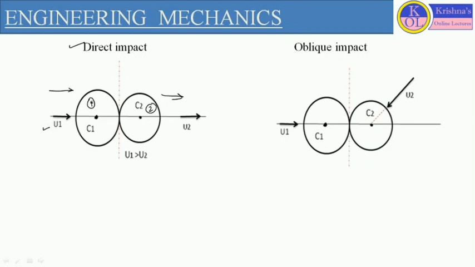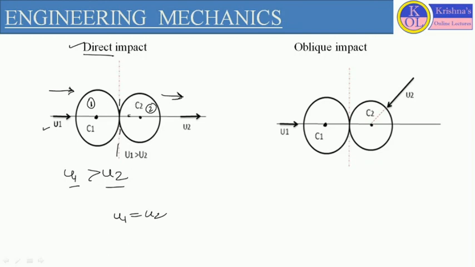Let us consider body 1 is moving in a particular direction, and in the same direction body 2 is also moving. Let us consider u1 is the initial velocity of body 1 and u2 is the initial velocity of body 2. So u1 should be greater than u2. In that condition only we can consider a collision between these two bodies. If u1 equals u2, there will be no collision. So u1 should be greater than u2 if two bodies are moving in the same direction.